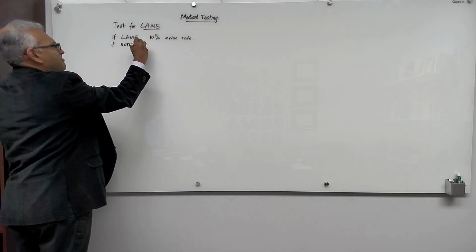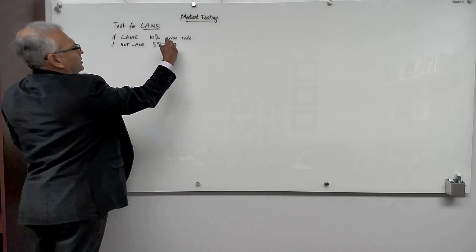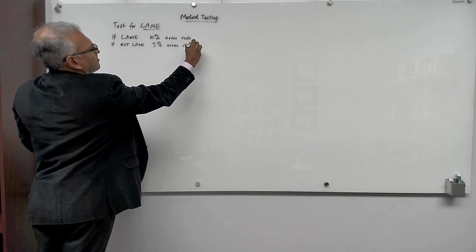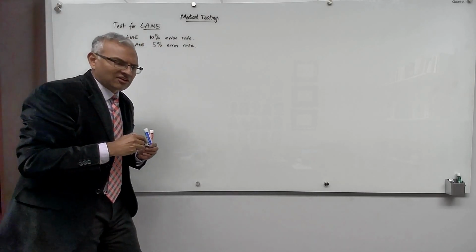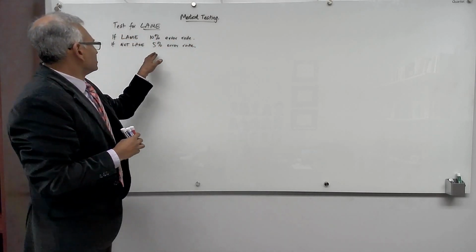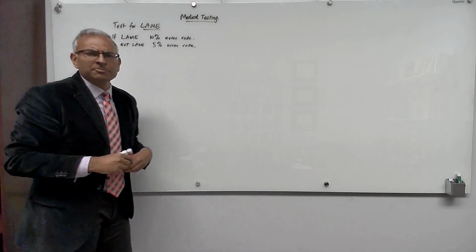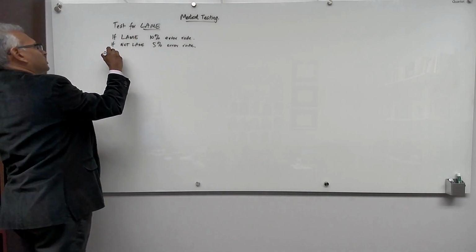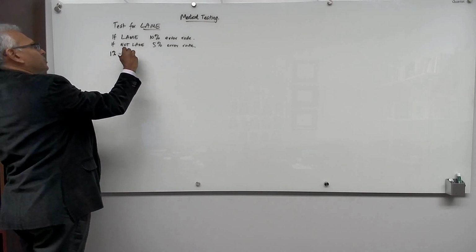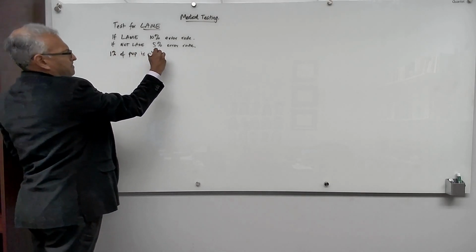And if you are not lame, there's a 5% error rate. If you're not lame, it says that you're lame 5% of the time. That's called a false positive rate. And about 1% of the population is lame.